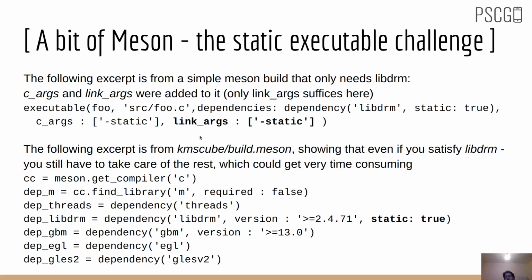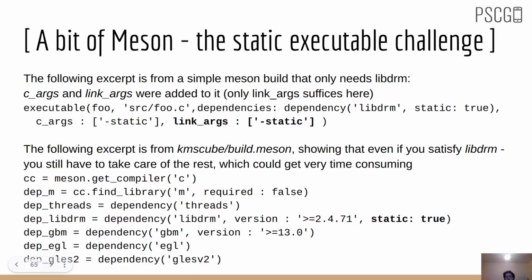How does KMS Cube look, or how does Meson look? If I wanted to link foo.c with libdrm in the Meson system, like for the Olympic example that I wrote, then this is how we do it. We say dependency libdrm, use the static version true, and so on and so forth. And I can also use link args static here.